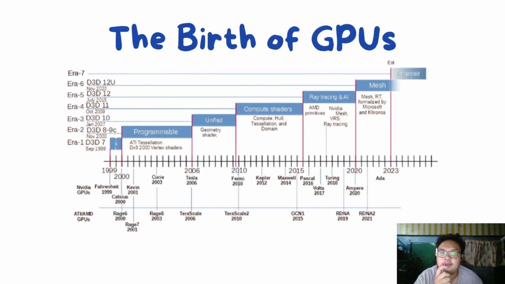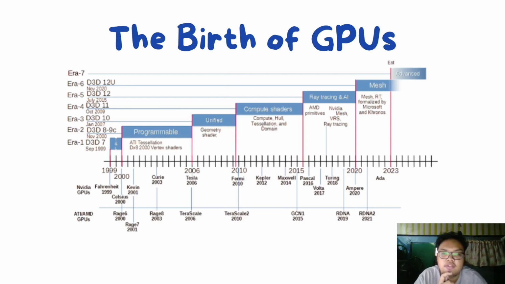The birth of GPUs, a historical perspective. Graphics processing units, or GPUs, weren't always the sophisticated devices we know today. Their story begins in the 1980s during the rise of arcade games like Space Invaders. Early graphics chips such as the TMS9918 could render simple 2D visuals. Fast forward to the 1990s and GPUs began supporting 3D rendering.